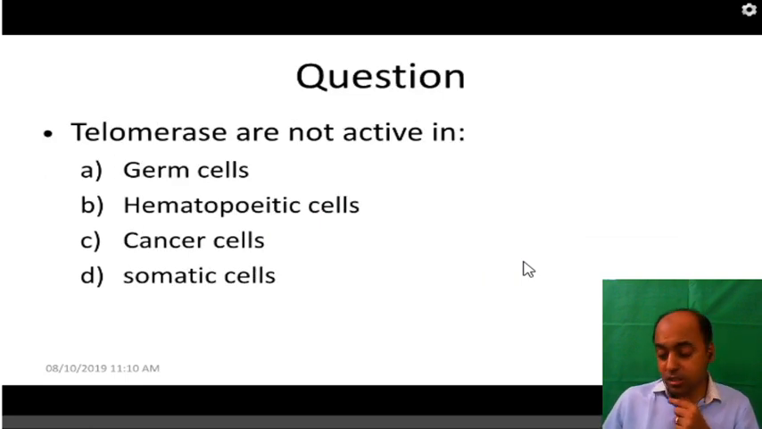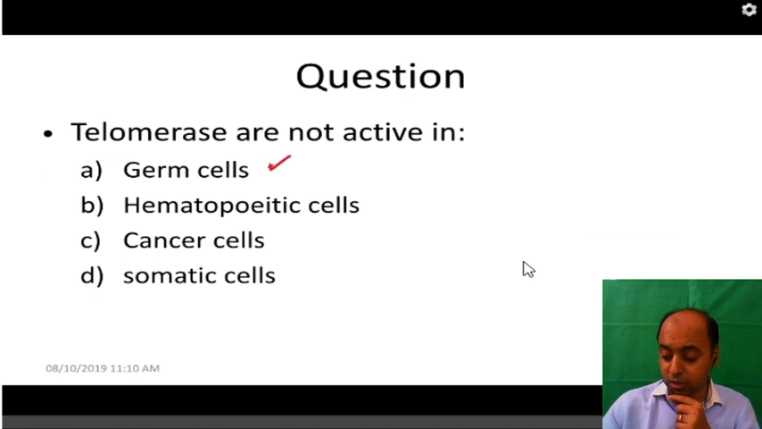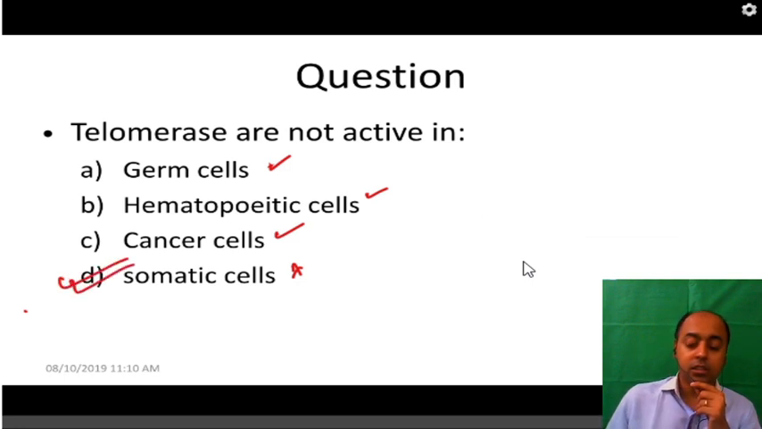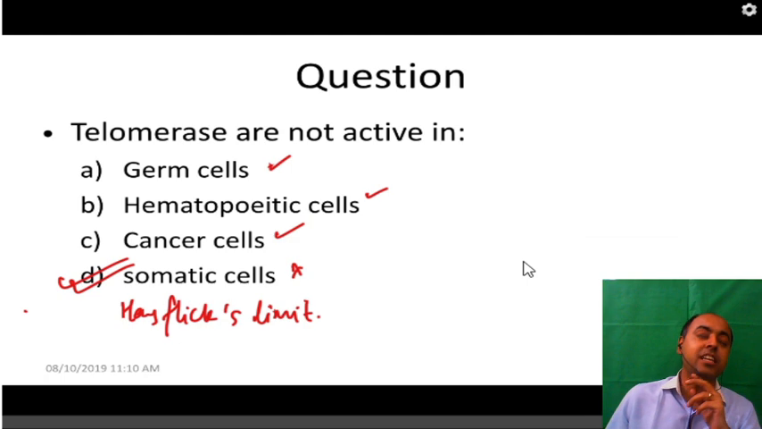Telomerase is not active in. Now, telomerase means cells which have to divide an unlimited number of times. So germ cells have to divide, hematopoietic cells have to divide, cancer cells have to divide, but not the somatic cell. The answer is the somatic cell. And the somatic cell will follow what is known as the Hayflick's limit. This we have discussed. For humans, the Hayflick's limit is about 70 divisions.